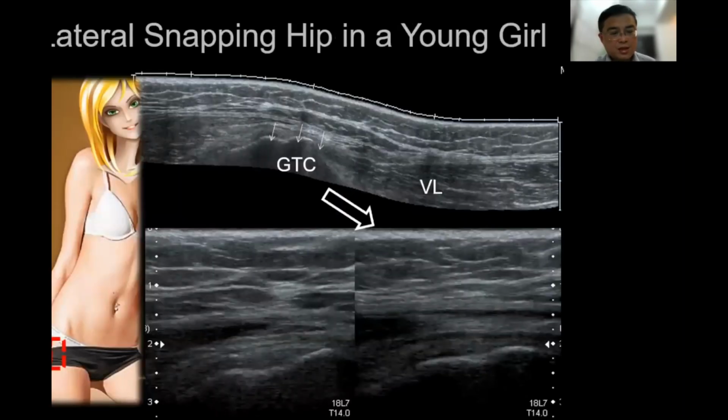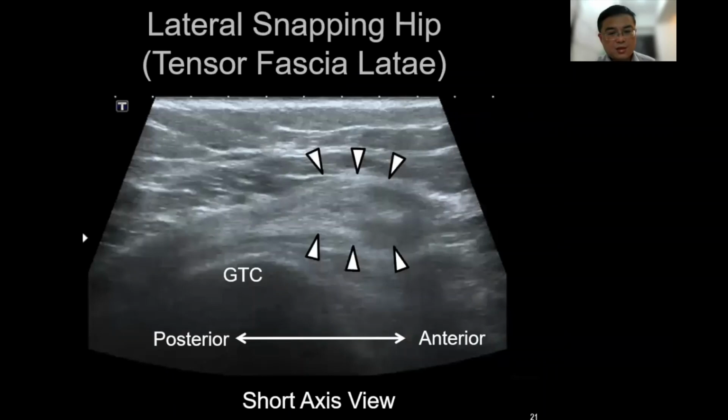So this is a case from a young girl, and she's a model, and she likes jogging. As you can see at the problematic side, the thickness of the iliotibial tract is twice as thick as the normal side. So if you move your transducer more anteriorly, you also find nodular thickening of the iliotibial tract.